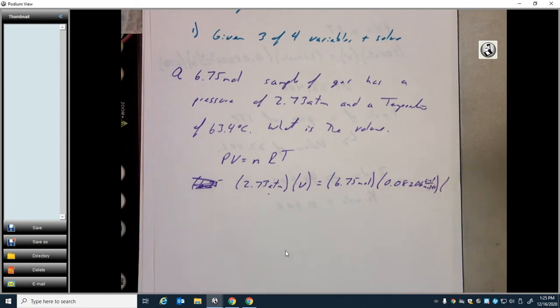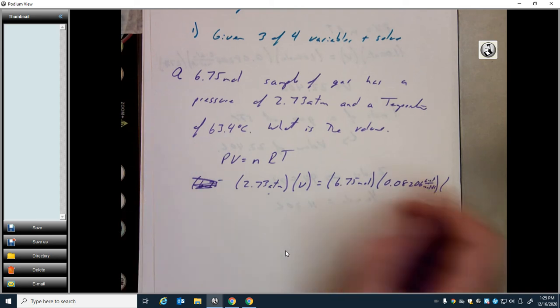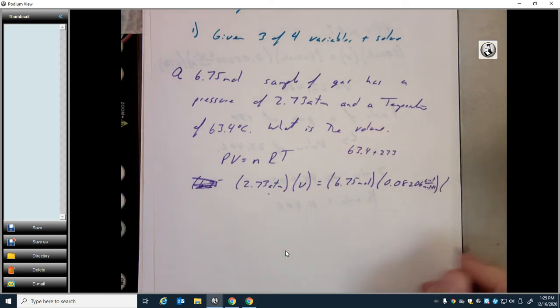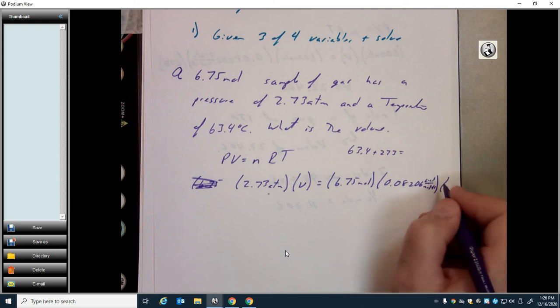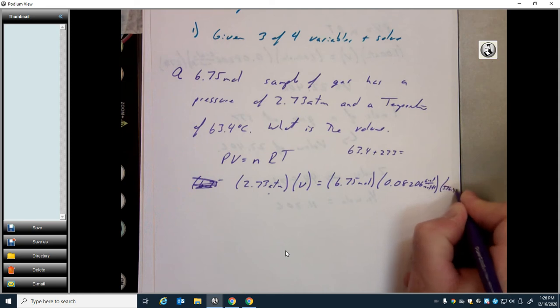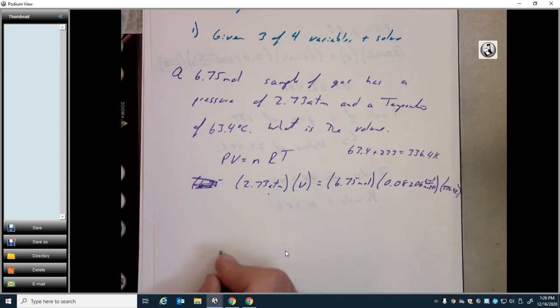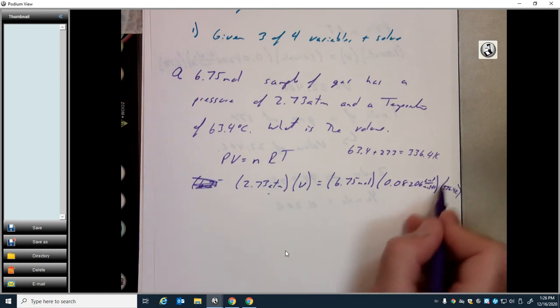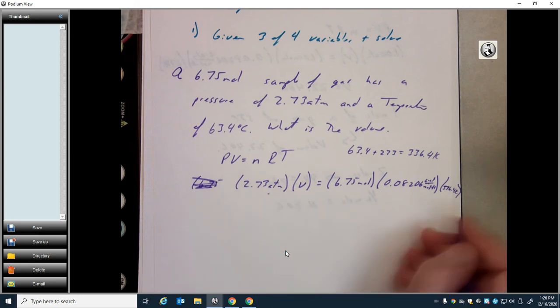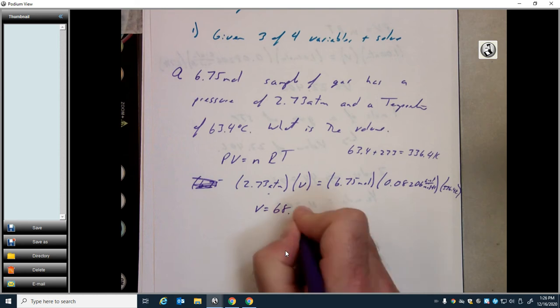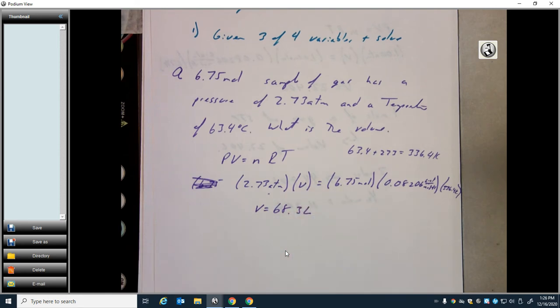And then my temperature is given as 63.4 degrees C. It's got to be in Kelvin. So we're going to take our 63.4, add 273, and we get 336.4 K. Now, if you don't change to Kelvin, you're going to get a wrong answer. So when we do this math, our volume would be 68.3 liters. Pretty simple.